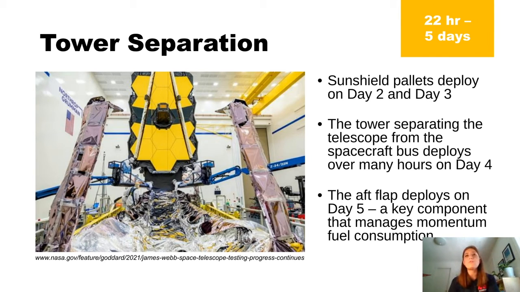So we really need Webb to be as cold as possible, which is why it's going to operate at cryogenic temperatures. The first thing that helps us achieve this is the tower separation. Finally, on this slide, the aft flap deploys, which helps manage momentum and then in turn manages fuel consumption, as we've discussed previously.